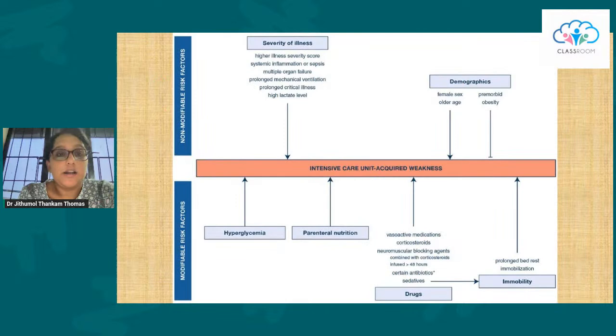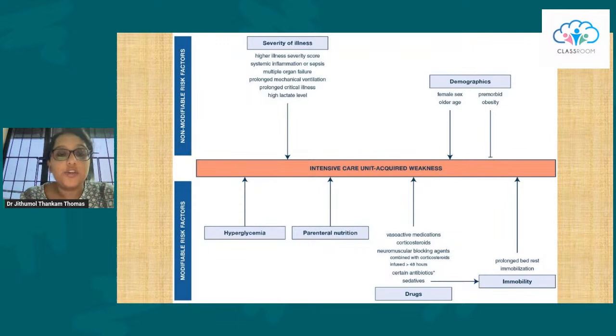Now, as you can see, you can also see what are the non-modifiable and what are the modifiable risk factors. The non-modifiable risk factors are those like the patient is really sick, very sick, they have severe systemic inflammation, sepsis, multi-organ failure, they're critically ill, high lactate levels, female sex, older age, who are very frail. Actually, premorbid obesity has been found to have a protective role in preventing the development of ICU acquired weakness.